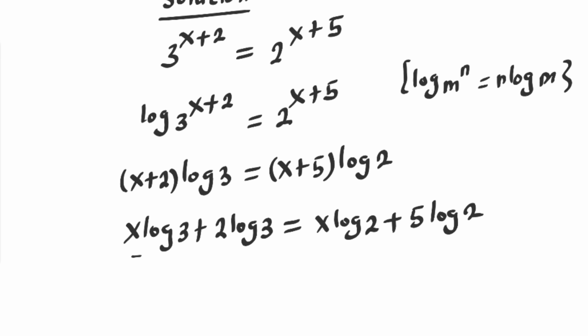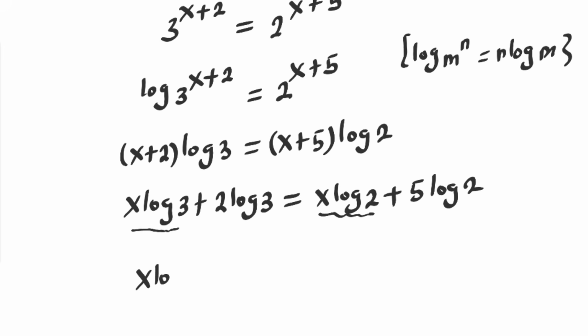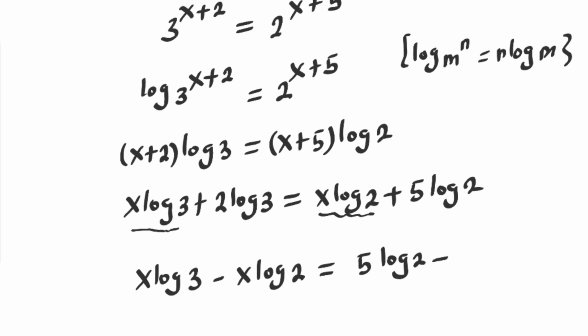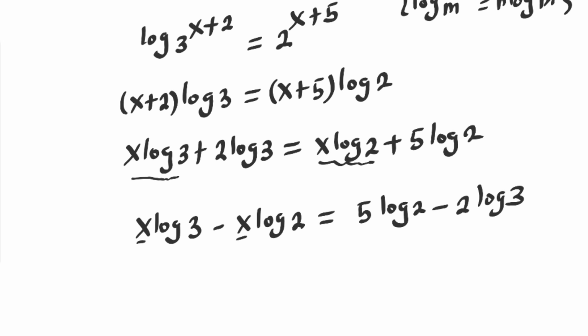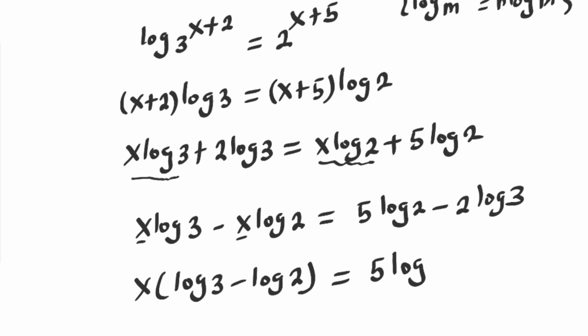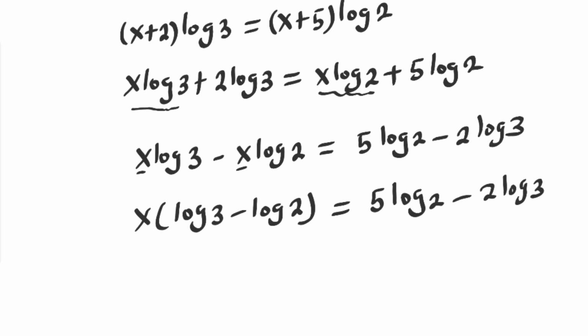Let us collect like terms. We have x log 3 here and then x log 2 here. x log 3 minus x log 2 is equal to 5 log 2 minus 2 log 3. Now here x is common. Let's bring it out. x bracket log 3 minus log 2 bracket is equal to 5 log 2 minus 2 log 3.